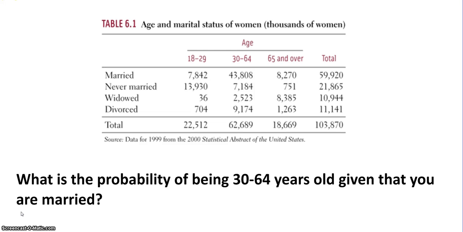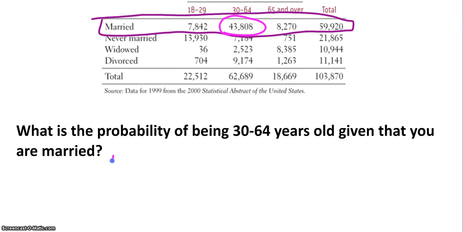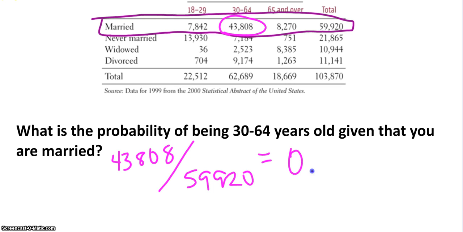Alright, so what is the probability of being 30 to 64 years old given that you are married? So we are looking at this section here. We are looking at the married folks. What is the probability that I will be 30 to 64? So we're looking at 43,808 people out of 59,920. And that's going to be equal to 0.731.